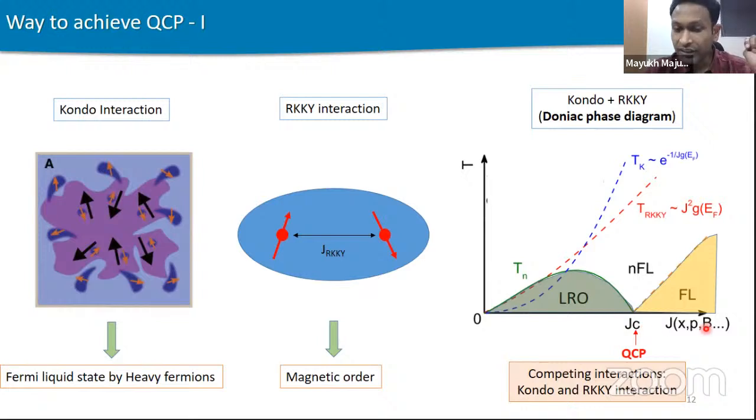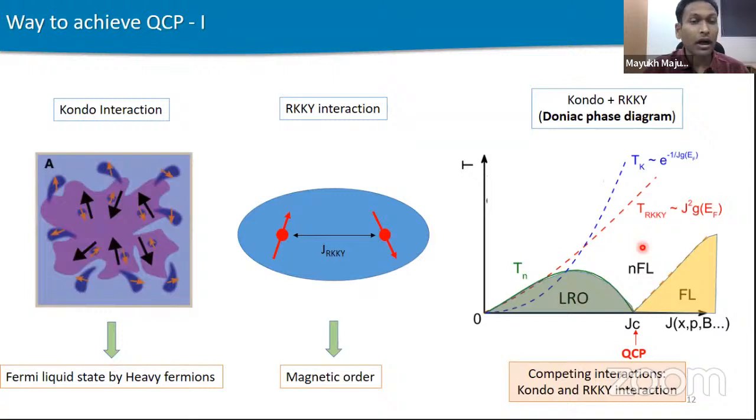But as you increase J, after a particular point the Kondo interaction wins over the RKKY interaction. Because of the enhancement of the Kondo interaction, it tries to reduce the long-range magnetic ordering, and eventually you can go to a quantum critical point. Around that quantum critical point, because of the strong quantum fluctuations, you can expect some non-Fermi liquid behavior. Fermi liquid behavior won't be possible to see in that particular region. So you have here the competition between Kondo and RKKY.